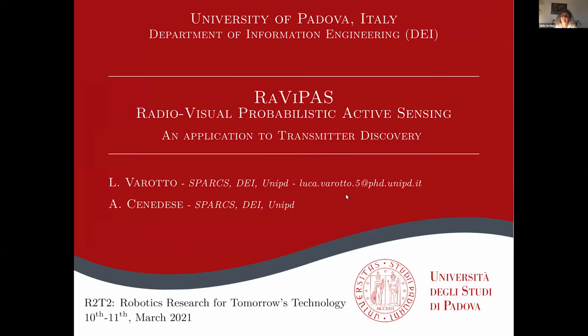Thank you, Luca. Thank you, Julia, for the introduction. So, good afternoon, everyone, and thank you for attending this talk. I'm Luca Varotto from the University of Padova, and I'm developing with my supervisor, Professor Angelo Cenedese, a new framework referred to as RaviPAS, so radio visual probabilistic active sensing, that will be discussed in the first part of this talk. In the second part, instead, I will provide an overview of a possible application, namely the transmitter discovery.